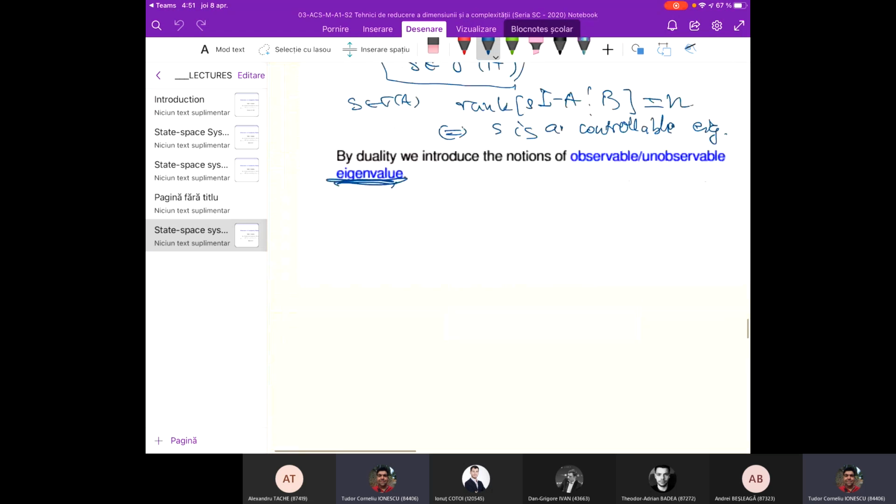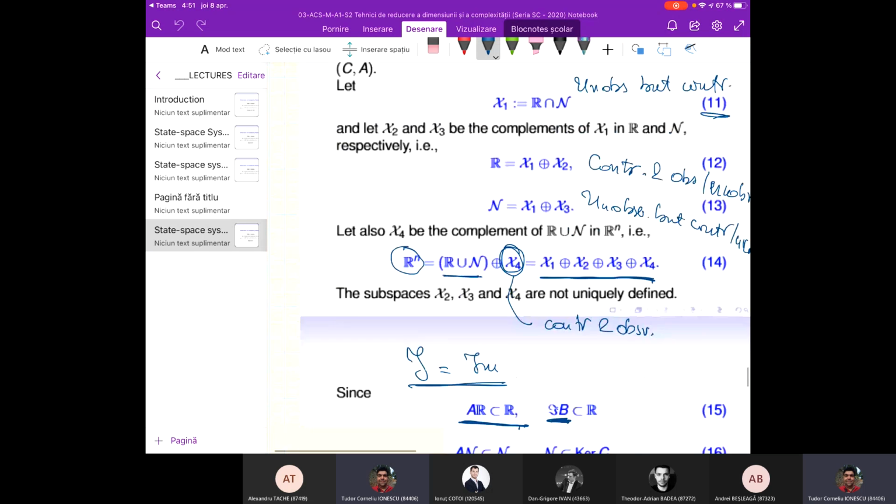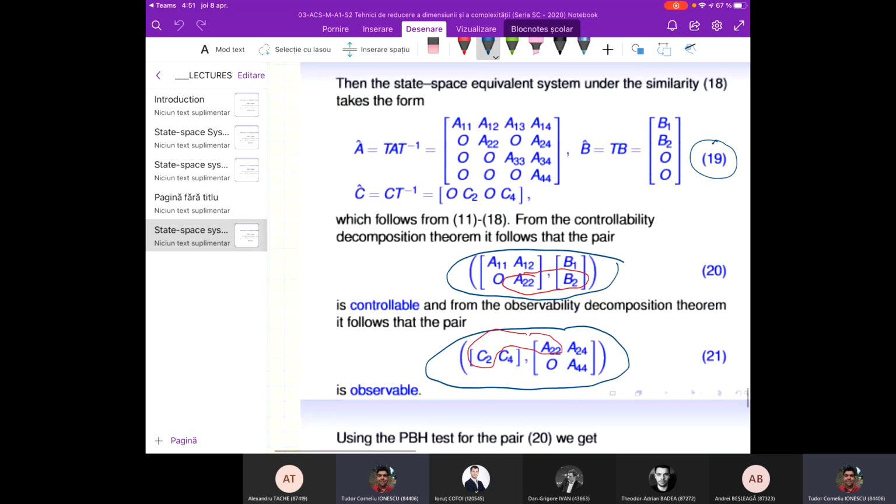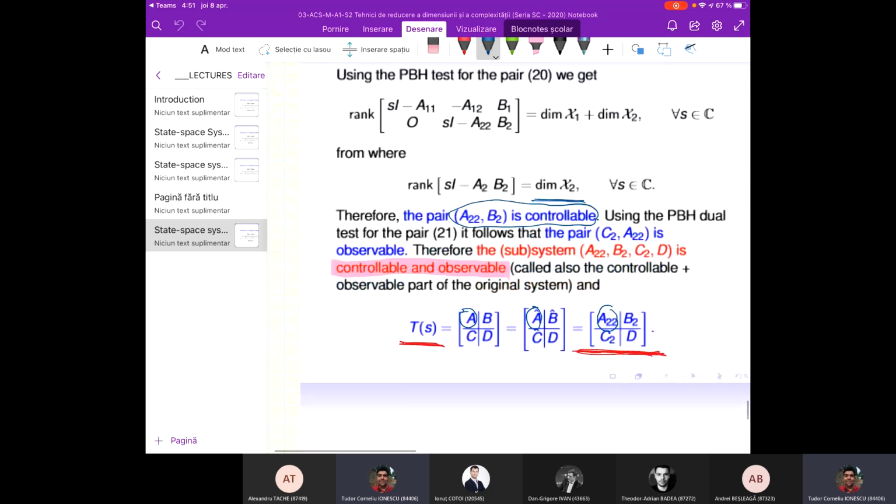So close to the end of this chapter, we have here the structural decomposition. This is what I'm talking about. Okay. So you extract the blocks A22, B2, C2. And they represent, look here, the controllable and the observable part. And this essentially is the realization. And now we're trying to say that this controllable and observable part is actually the minimal realization of T(s).